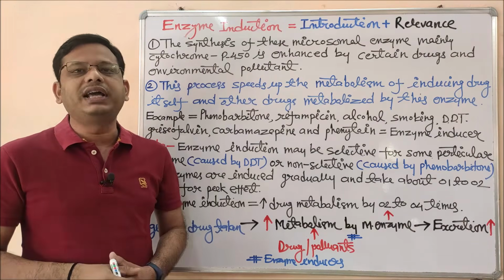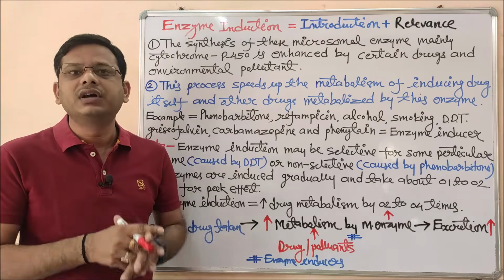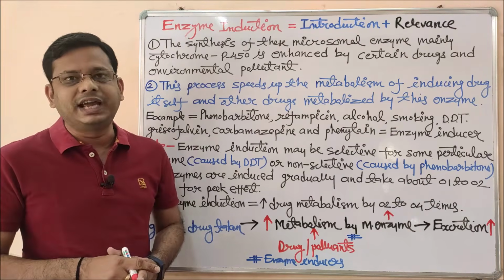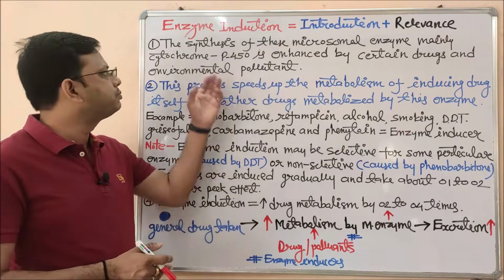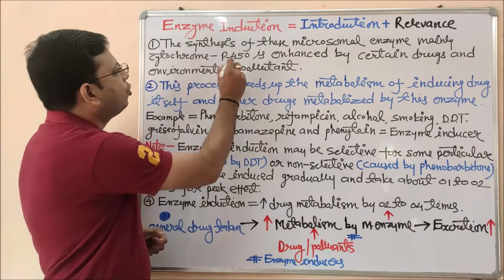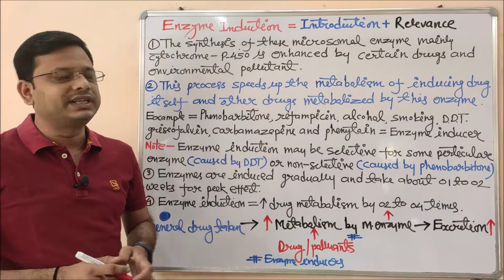So these microsomal enzymes are synthesized by the microsomes of the lining of the liver. This is called the microsomal enzyme, and these microsomal enzymes are very important, out of which the most important is cytochrome P450. This is an important enzyme which is secreted by the liver cell.